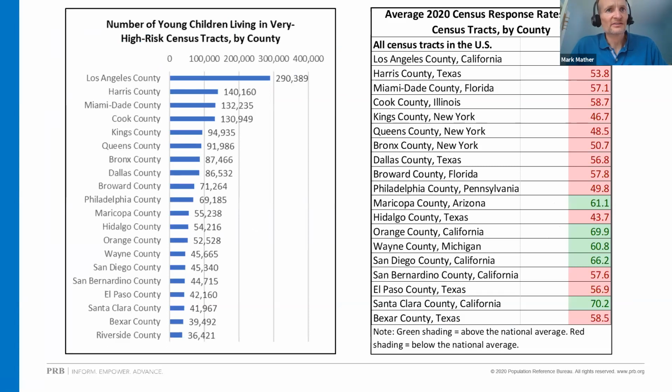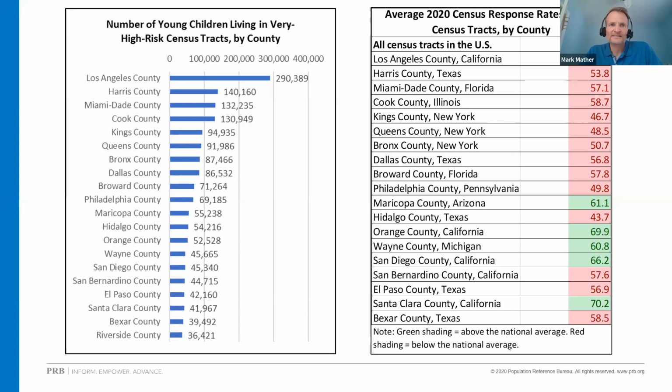We also looked at data across counties. On the left of this slide it shows the 20 counties that had the most young children living in very high-risk neighborhoods, the most in terms of the absolute number of kids. Los Angeles County is at the top with almost 300,000 young kids living in very high-risk tracts. There are a lot of counties here from California, Texas, and New York, large metropolitan areas in those states.